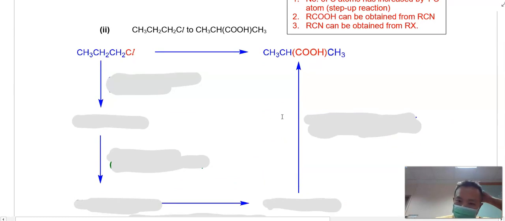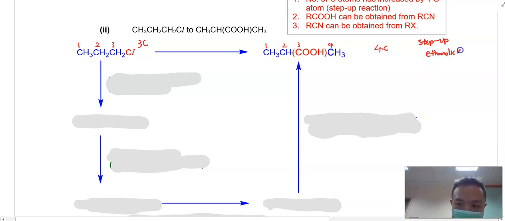In part 2, first of all, let's take a look at the question. How many carbons do I have? 1, 2, 3. 3 carbons. In this case, how many carbons do I have? 1, 2, 3, 4. 4 carbons. So from a 3 carbon to a 4 carbon, there's a step up. A step up reaction means I need to consider using ethanolic KCN. And I know that if I use ethanolic KCN, I will have a CN group in my compound, right?